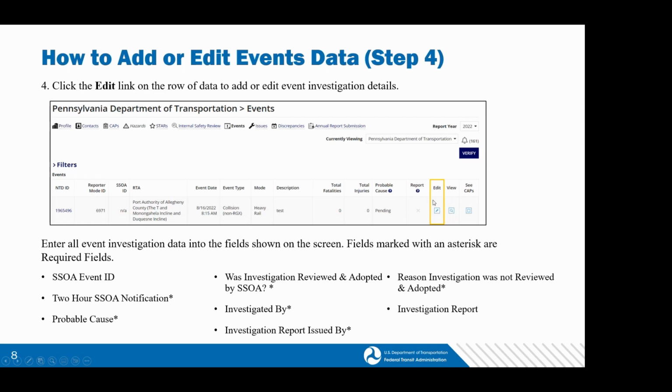We see that edit button in the far right of the table grid. Now you want to enter all investigation data into the fields shown on the screen. Fields marked with an asterisk are required fields: SSOA event ID, 2-hour SSOA notification, probable cause, was investigation reviewed and adopted by SSOA, investigated by, investigation report issued by, reasoned investigation was not reviewed and adopted, an investigation report.